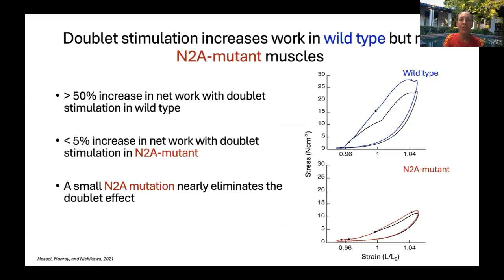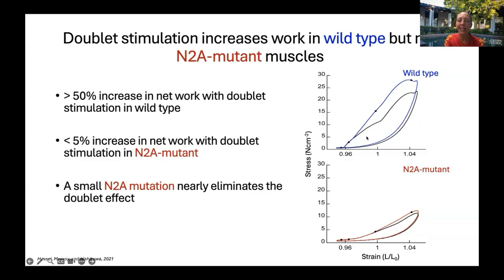All right. So what we're looking at here are work loops from wild-type mice and N2A mutant mice, and the muscles are being stimulated with and without a doublet stimulus, and they're being activated at a short length and activated during lengthening. And so what we see in the wild-type mice is that there's a greater than 50% increase in net work with the addition of a doublet.